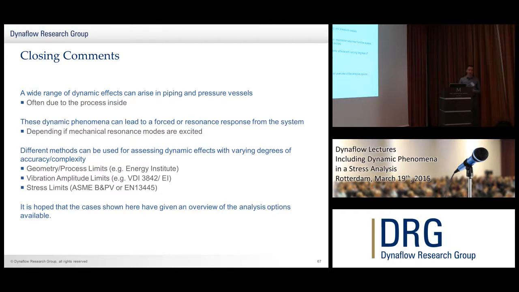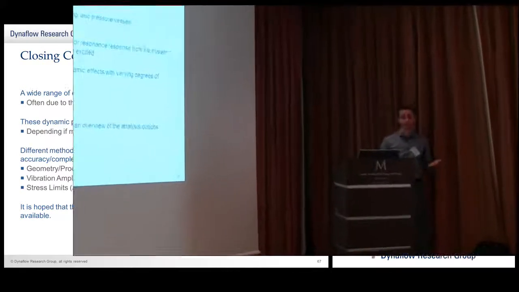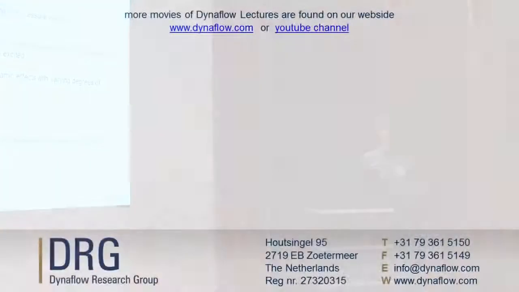And that ranges from a geometry or process-based limit, which is simple and especially helpful for the screening stage, to identify where you need more detailed analysis. You've also got vibration limits, which are certainly useful for analysing vibration measurements in the field. And then you've also got stress-based limits. These are much more time-intensive to calculate, but will also give you the most accurate results to determine whether something is a fatigue problem. Okay, that is the presentation.